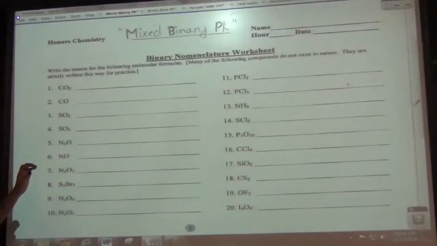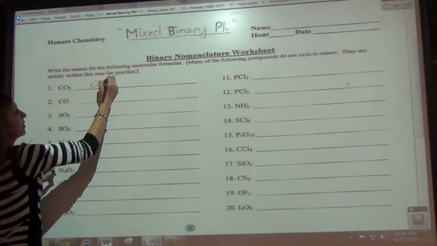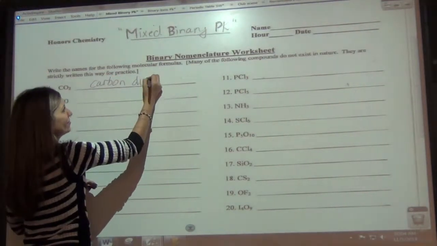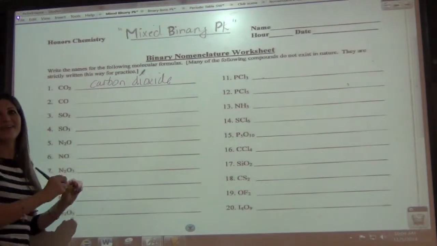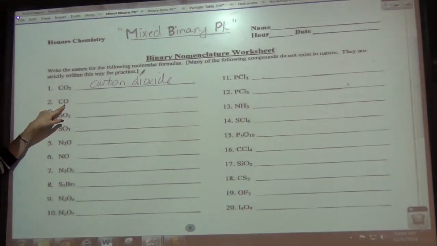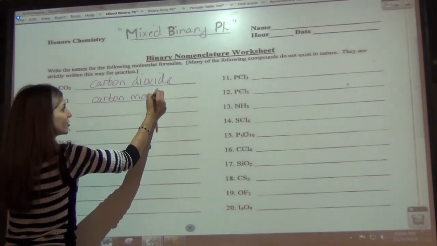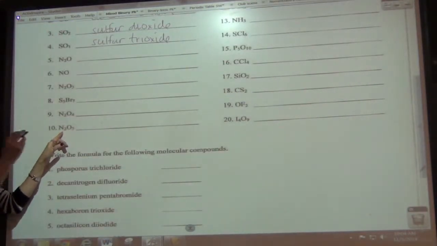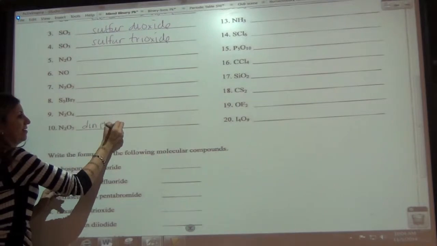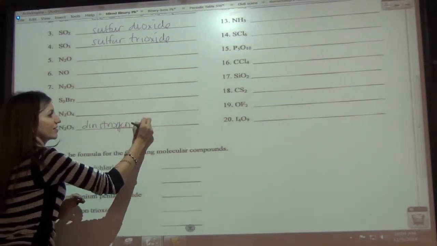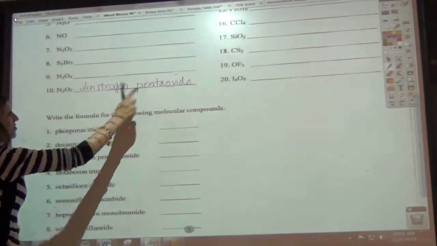Okay. All right, so what I want you to do is take a look at your mixed binary pack. What would you call this one? Carbon dioxide. Awesome. We knew that one before. What's CO? Carbon monoxide. You knew those two. What would that one be? Okay, dinitrogen pentaoxide. Perfect. Okay, and that's dinitrogen pentaoxide.